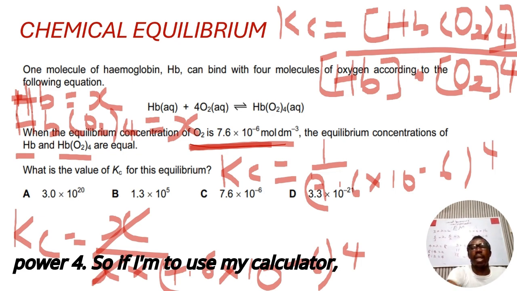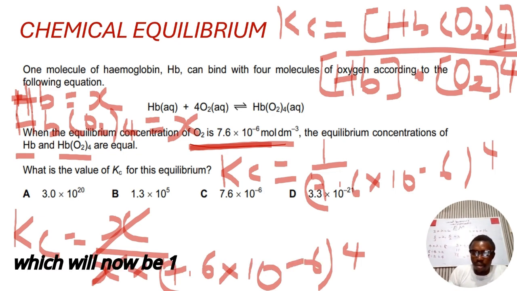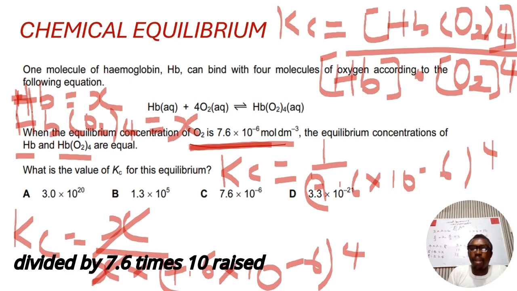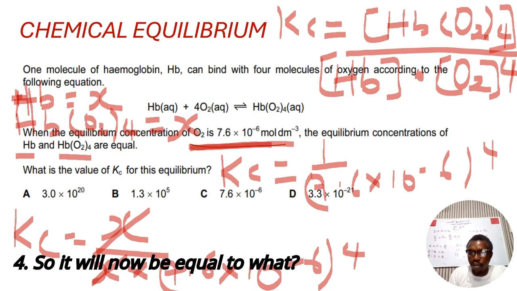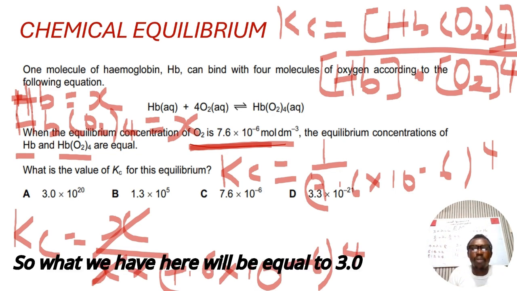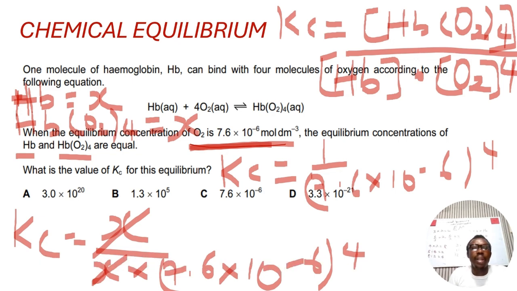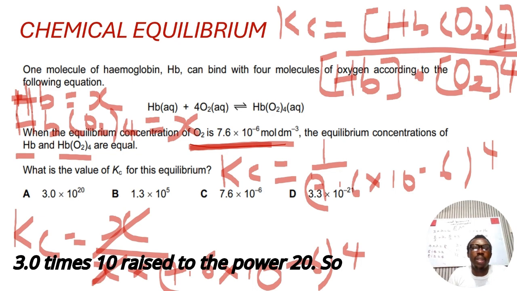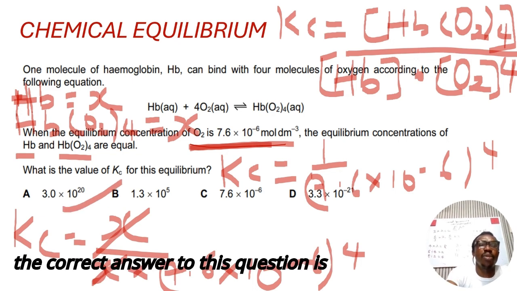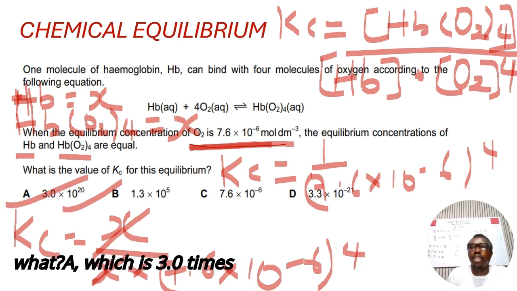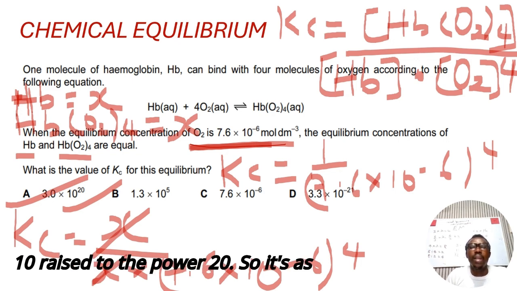If I use my calculator, it will be 1 divided by 7.6 times 10 raised to the power minus 6, all raised to the power 4. So it will now be equal to what? What we'll have here is 3.0 times 10 raised to the power 20. So the correct answer to this question is A, which is 3.0 times 10 raised to the power 20.